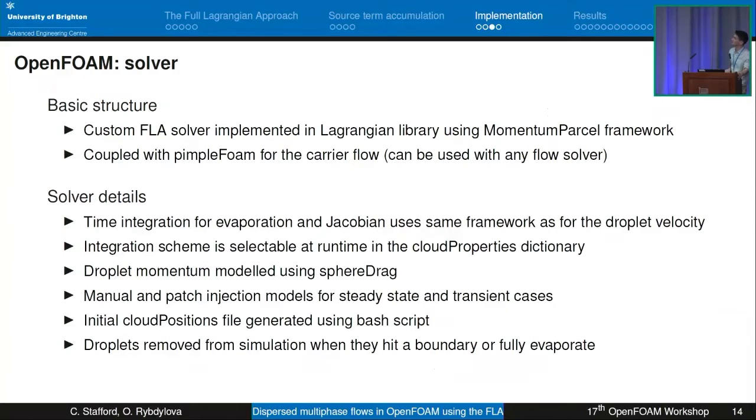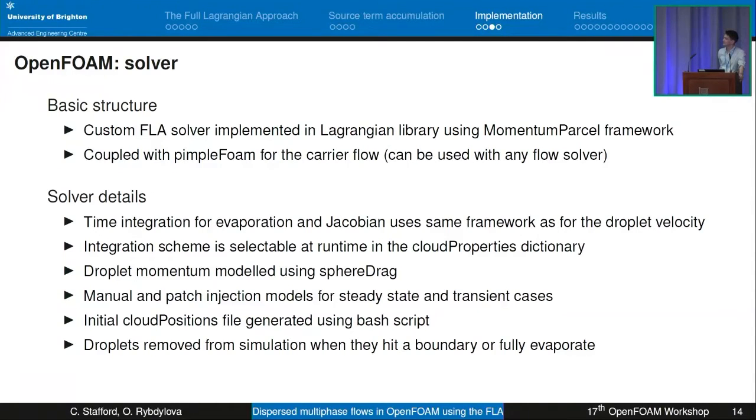So when it comes to actually putting this in a solver, I've made a custom full Lagrangian solver using the momentum parcel framework, extending it to put the Jacobian equations in. And it's been coupled with pimpleFoam as a general transient flow solver, although it could be used with any flow solver with minor modifications. So the evaporation and Jacobian have been implemented using the same time integration framework as the droplet velocity for consistency. And so the integration scheme is selectable at runtime in the input dictionary for the Lagrangian solver.